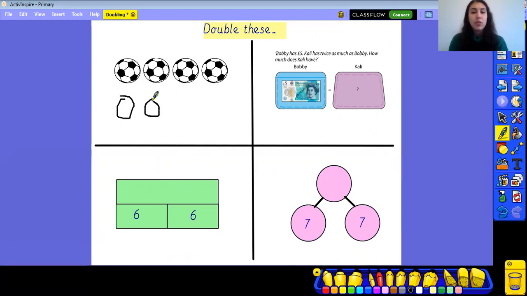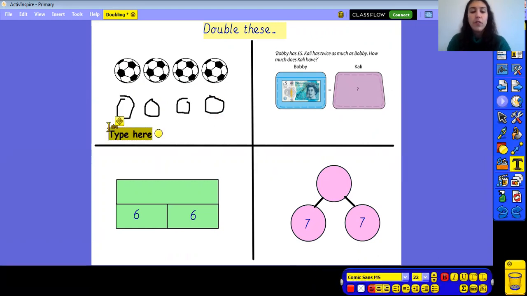1, 2, 3, 4 again. So what I just did is I just did 4, add another group of 4, and now all together I've got 8. Or what we could say that I just did is I had 2 groups of 4, and that equals 8. Or I could say that I had 4 2 times, and that equals 8.